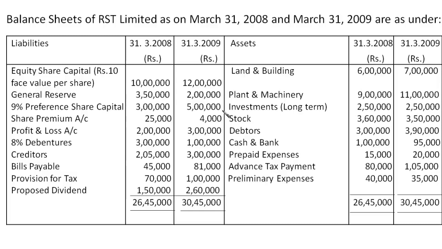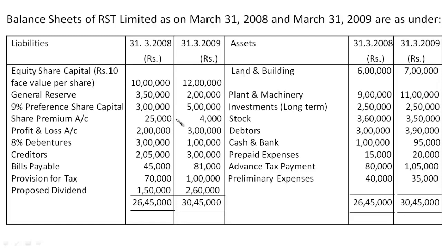Look at the general reserve. In 2008 it was 3,50,000, whereas in 2009 it has come down to 2 lakh. So there is a reduction of 1,50,000. We have to see why there is a reduction. Similarly, the 9% preference share capital, in 2008 it was 3 lakh, whereas in 2009 it is 5 lakh. So it appears there is some fresh issue.